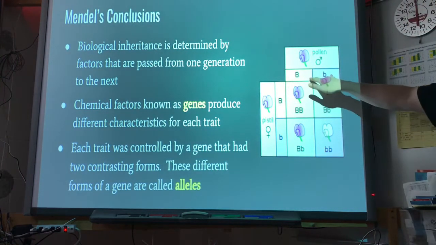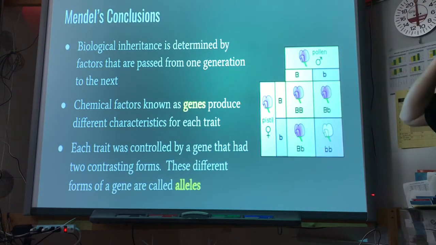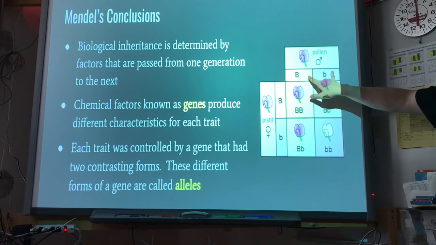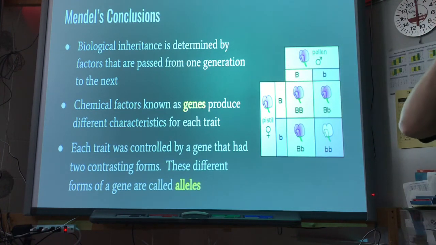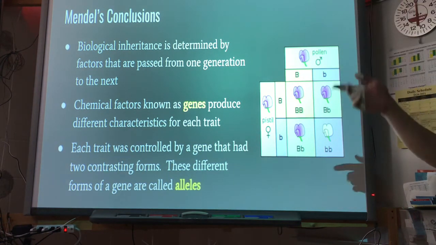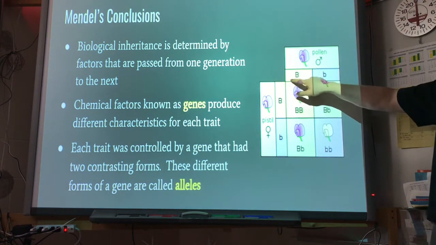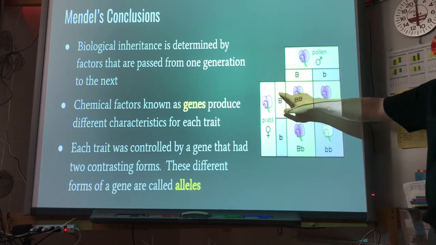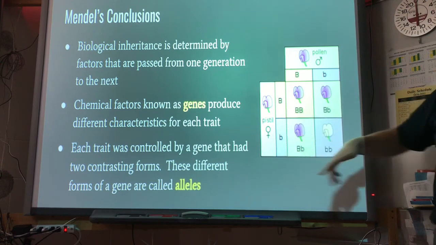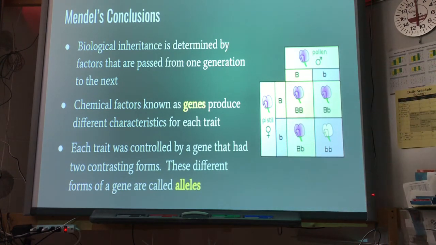In this particular flower, the male part of the flower is referred to as the pollen. It had a big B or a little b, but which one got passed on in that pollen, we don't know. There's no way to predict it. It was either going to be this one or this one. The pistil part of the flower was either going to be a big B or a little b. We don't know which one. It's random how these align.